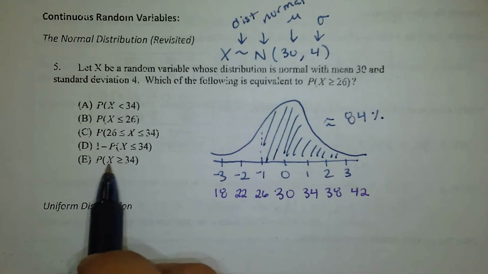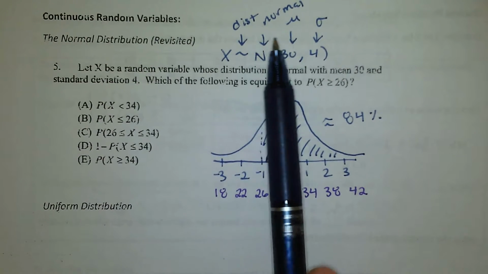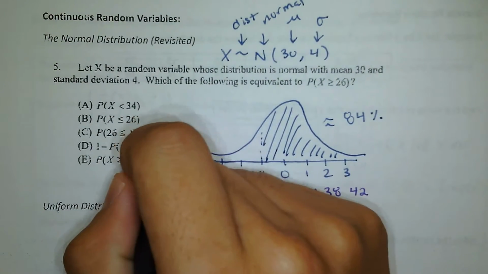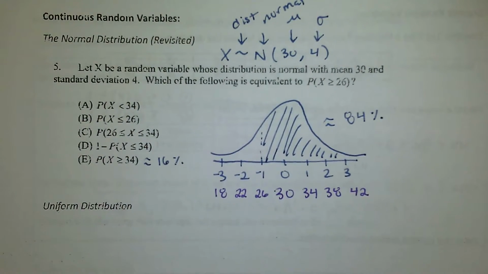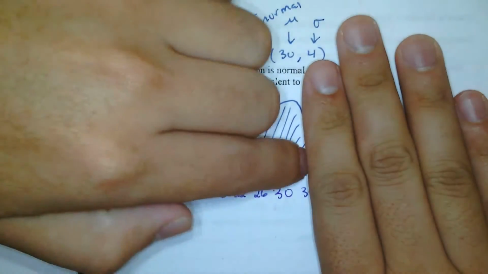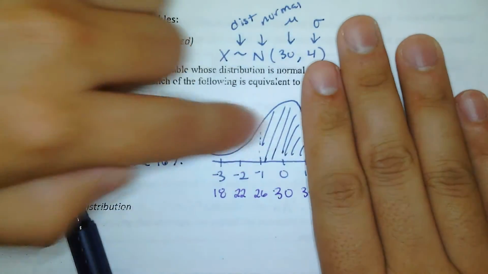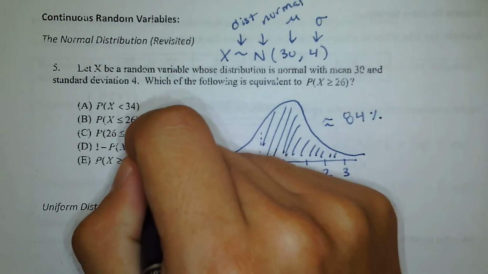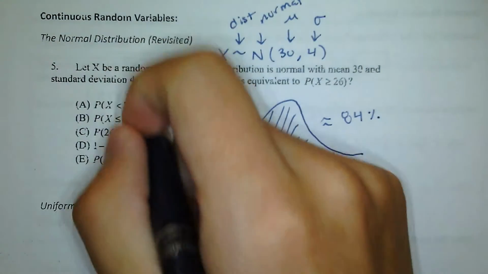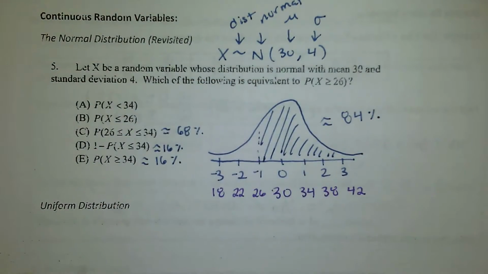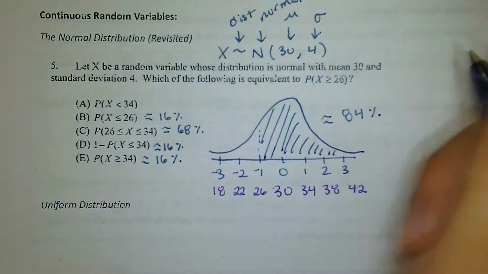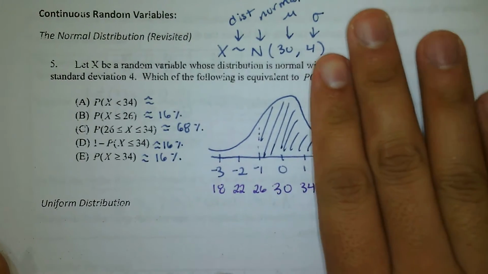So let's see, the probability that x is greater than or equal to 34. Well, by the empirical rule, that looks to be about 16%. Well, I need 84%. That's not going to work. So now let's look at 1 minus the probability that it's less than 34. Again, by the empirical rule, this would be about 1 minus 0.84, so that's also going to give us about 16%. Between 26 and 34, the empirical rule would give us approximately 68%. Less than 26, well, if this is 84%, then the less than by the complement would be about 16%. So I have a good feeling about the probability being less than 34, right?